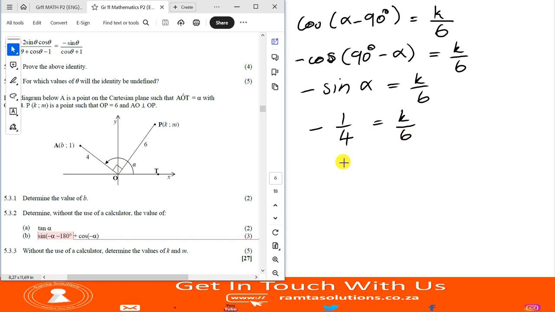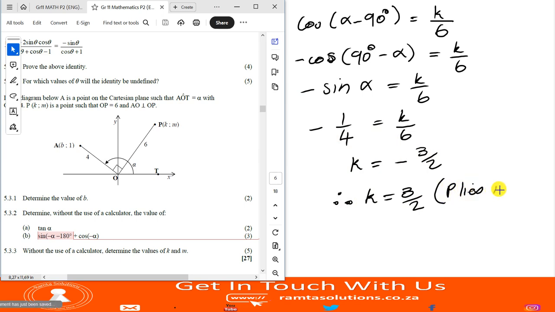So what you're seeing, we can therefore say k, let me not say therefore, let me just say k seems like it's minus 6 over 4 reduces to 3 over 2. But come on, you don't expect your y value to be negative here, right? You don't expect your y value to be negative here. So therefore, we will conclude and say k equals 3 over 2. Reason being, p lies in the first quadrant. Okay, p lies in the first quadrant.